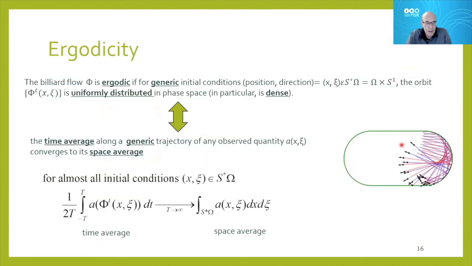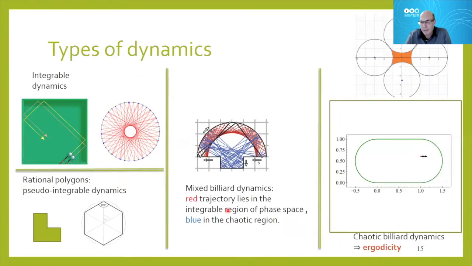So I'll just remind people what ergodicity means. It says that if you take a generic initial condition, a typical trajectory, then the orbit is uniformly distributed in phase space. In particular, it's dense. So that means if you compute the time average of your favorite observable along this trajectory, then it will converge to the space average of this observable. This is for generic trajectories, not for all of them. Okay, so that's a definition of ergodicity. So as I said, the stadium billiard and this dispersive billiard are examples of ergodic dynamics.